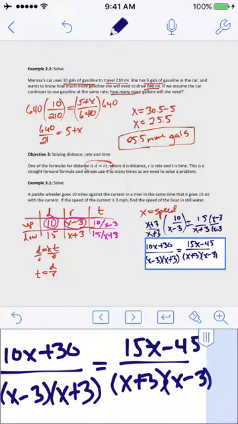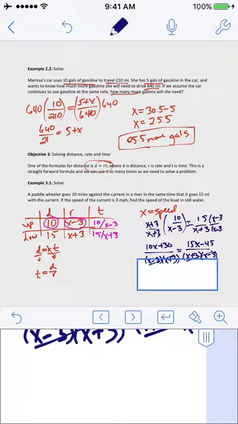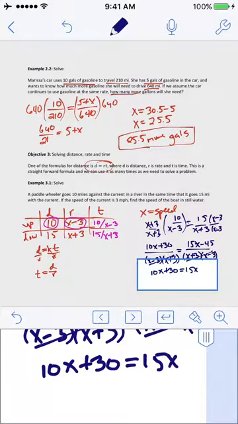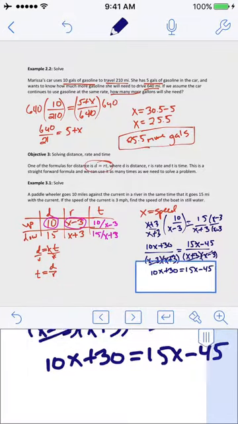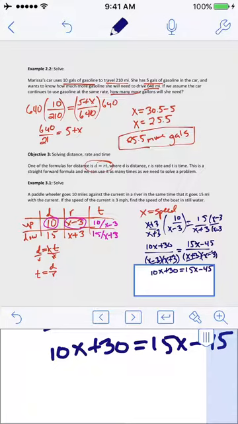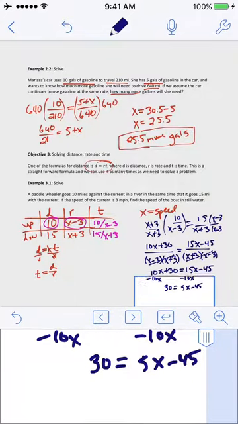When the denominators are the same, they cancel out, right? You can multiply both sides by them. They go away. Just left with 10x plus 30 is equal to 15x minus 45. So I can subtract 10x from that side, and you get 30 is equal to 5x minus 45.